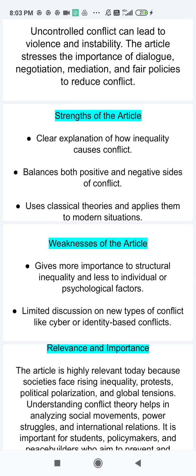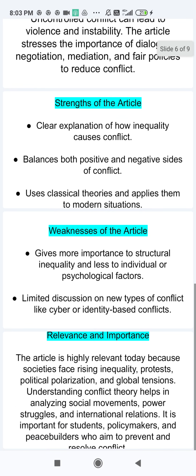Now, next, weaknesses of the article. Gives more importance to structural inequality and less to individual or psychological factors. Limited discussion on new types of conflict like cyber or identity-based conflict.